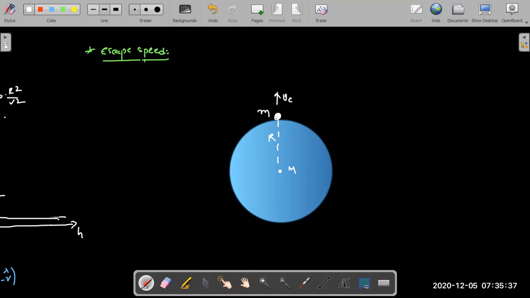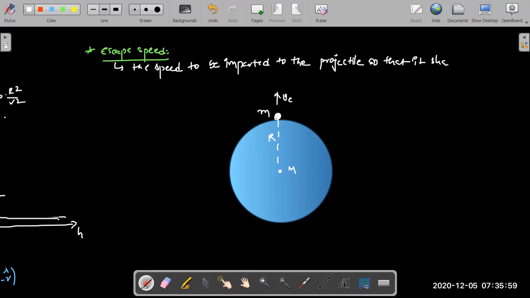That means V escape, the escape speed, is the speed to be imparted to the projectile so that it shall never return, so that it escapes the Earth's gravitational field.